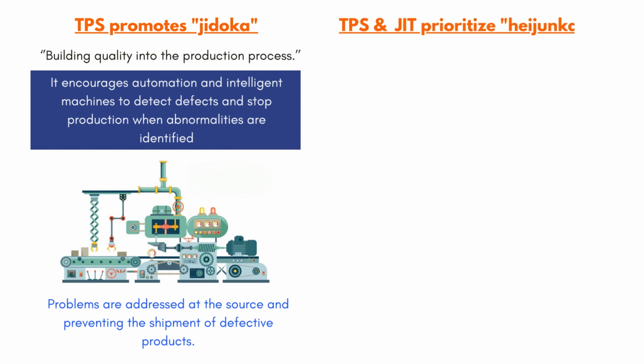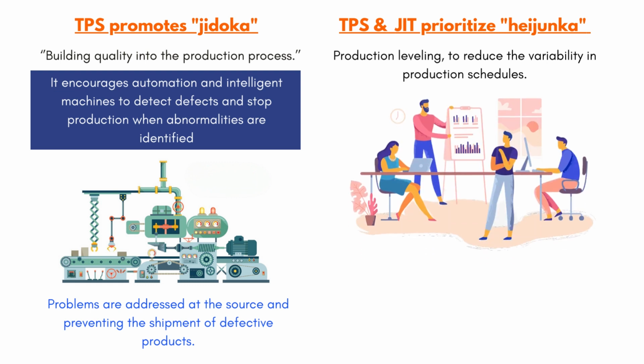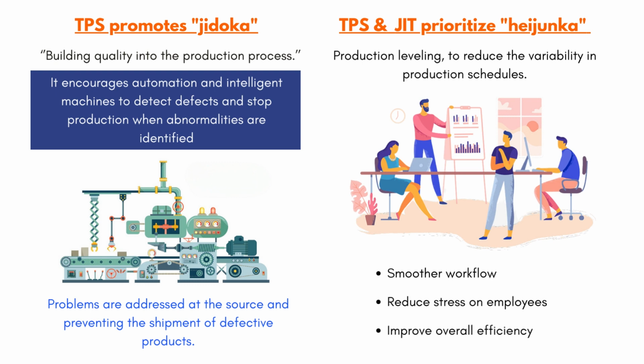Additionally, TPS and JIT prioritize Heijunka, or production leveling, to reduce the variability in production schedules. By maintaining a consistent production pace, companies can achieve a smoother workflow, reduce stress on employees, and improve overall efficiency.